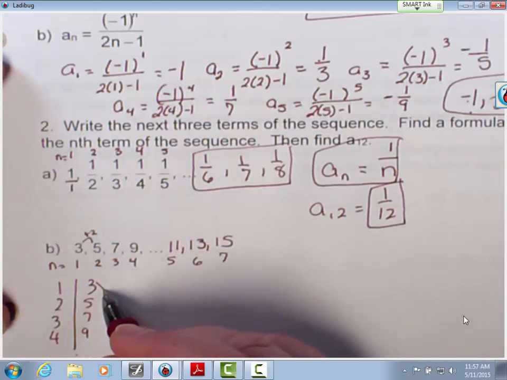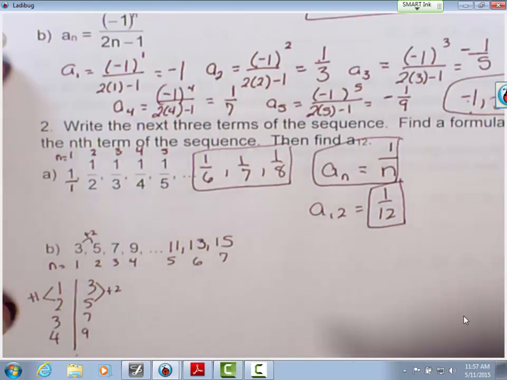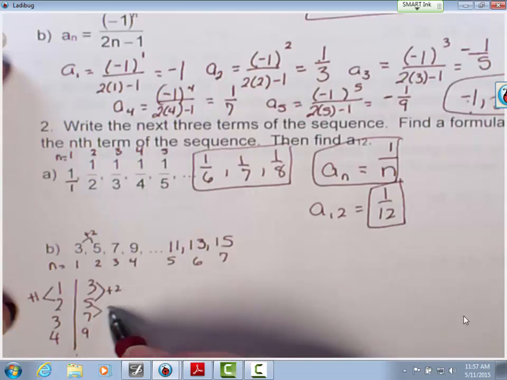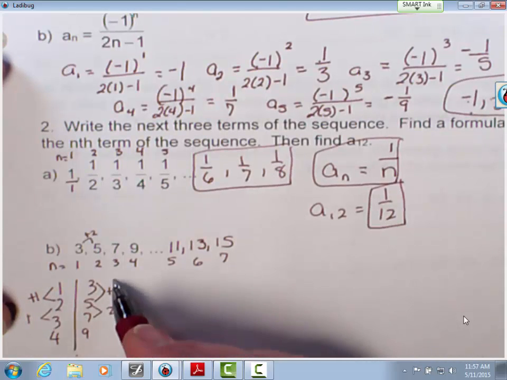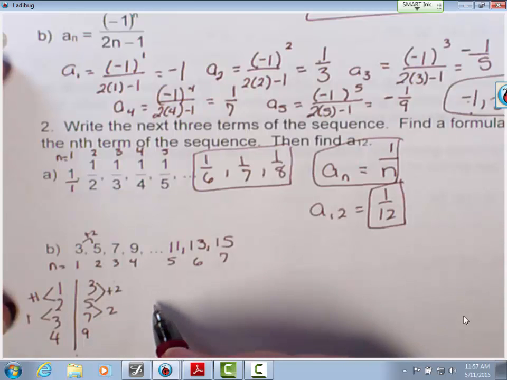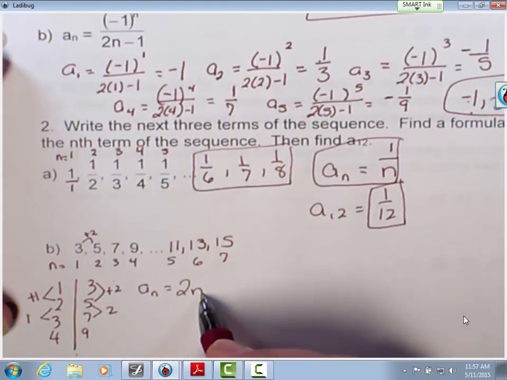I said, well, what's happening here? We're increasing by 2. Here we're increasing by 1, and that continues. So this means this is a linear function, and 2 is the slope of that function, so that would mean that a sub n equals 2n, right?